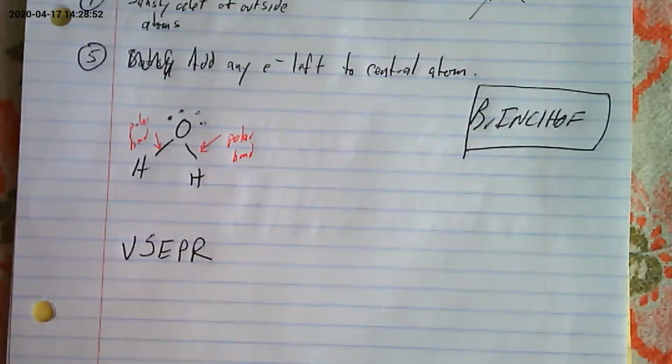Now the last thing we got to do is figure out its shape. What shape is it? Now unfortunately we're not in class, so we can't look at things in a 3-dimensional way, but what we're going to use is something called VSEPR. Valence shell electron pair repulsion theory. Now do you need to memorize that? Of course not. All you got to do is just think about this.